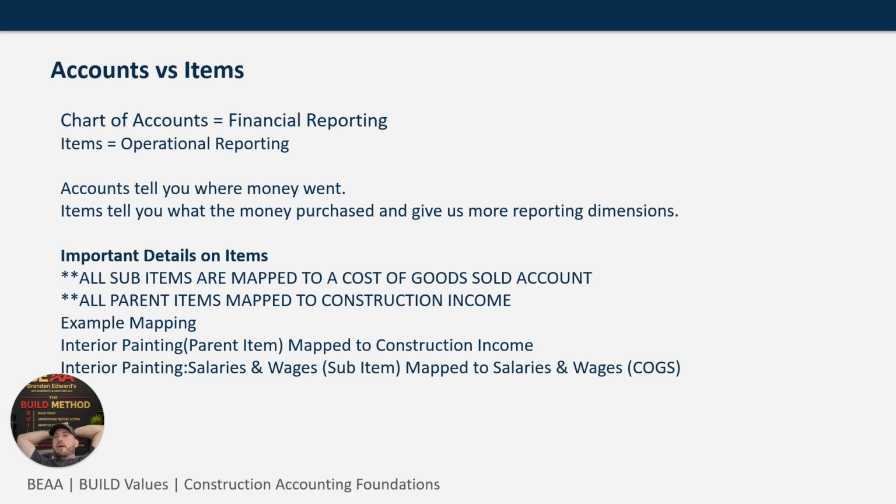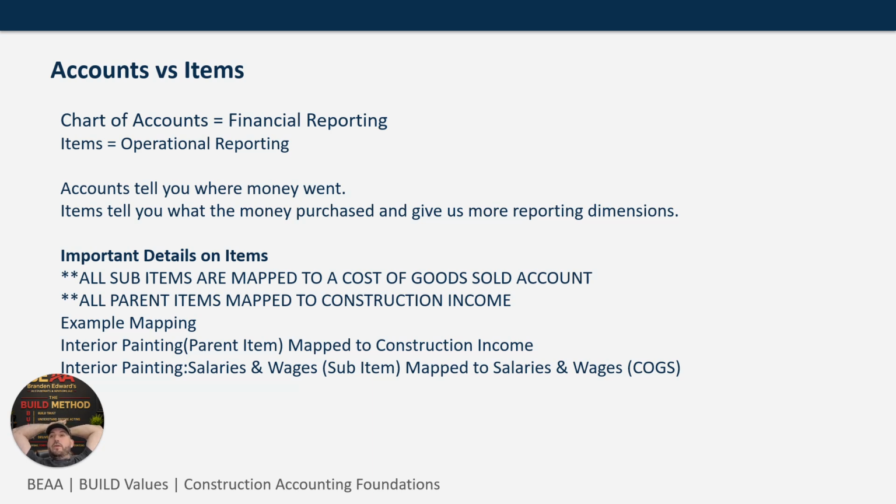All sub-items are mapped to the cost of goods sold account. All parent items map to construction income. Example mapping: interior paint, the parent item, is mapped to construction income. So if we tag an item to the parent interior painting in an invoice, it's going to get the construction income. But if we do it to a bill, it's going to debit construction income.